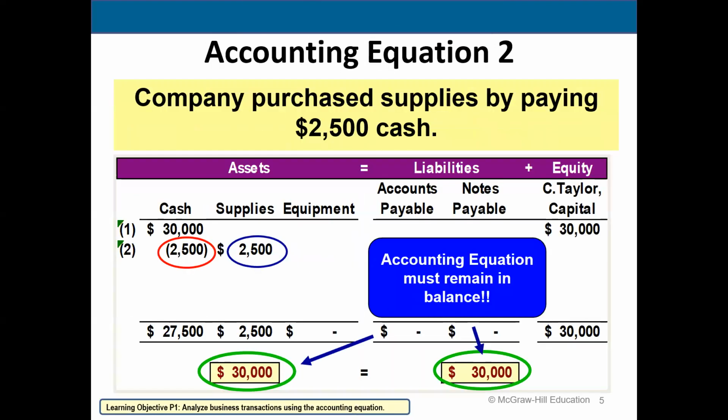Now we can see on transaction 2, a decrease in cash. You'll see that it's shown in parentheses. That's one way in accounting that we say something is negative. Other times you'll see it with a negative sign, but when they put it in parentheses, that means negative. So as cash goes down, supplies go up. Our overall assets are still 30,000, and our equity is still 30,000. So we're still in balance.